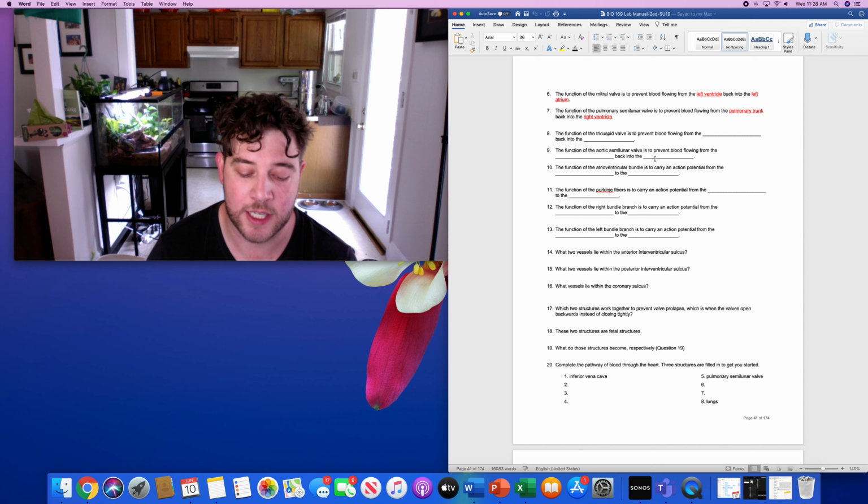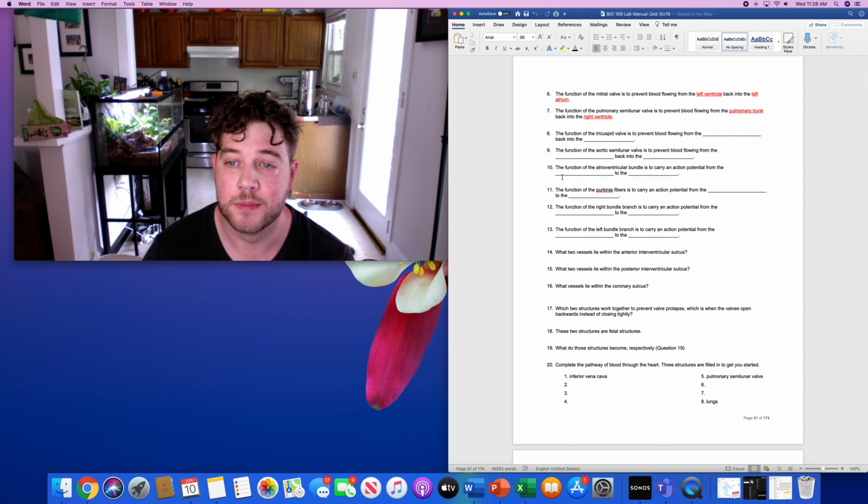Atrioventricular bundle is to carry an action potential from the AV node to the bundle branches. Purkinje fibers carry an action potential from the bundle branches to the intercalated discs. I'm sorry, the right bundle branch is going to be carrying an action potential from the AV bundle to the right Purkinje fibers. Left bundle branch goes AV bundle to the left Purkinje fibers.